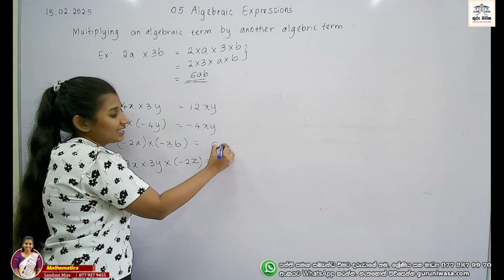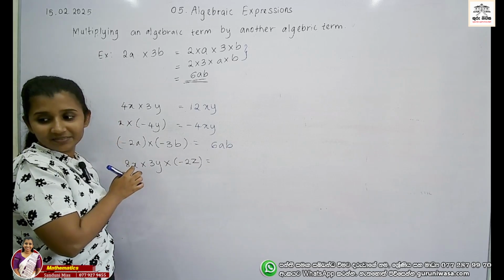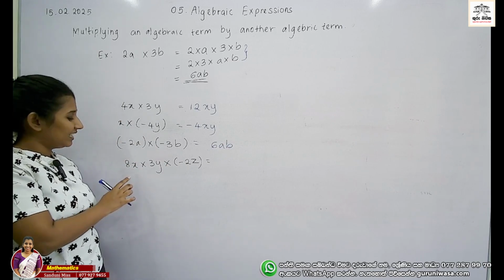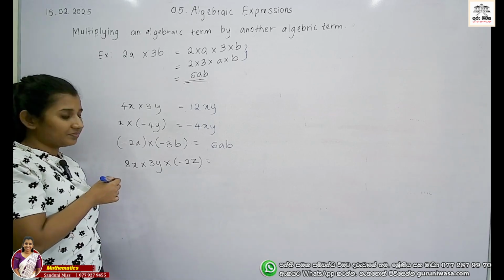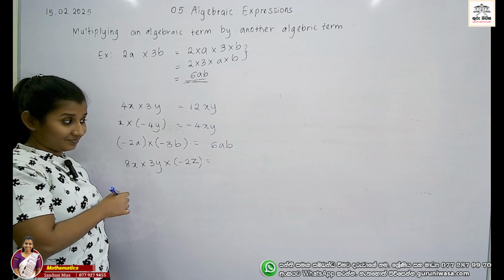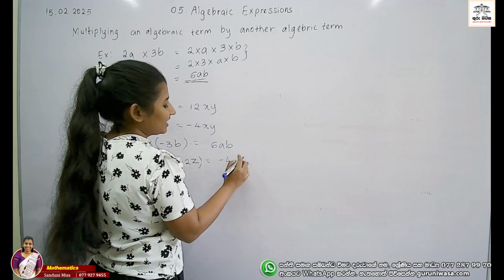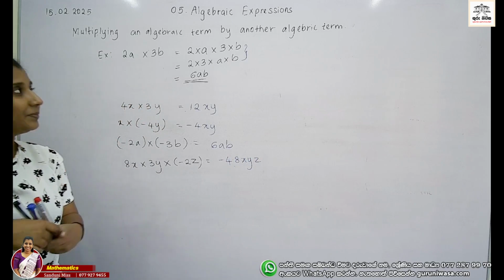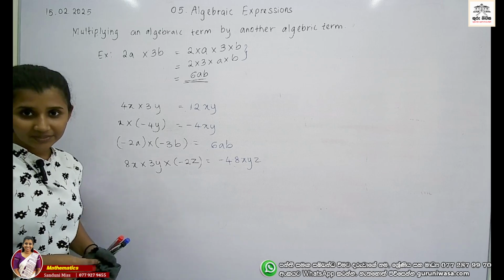Right. So 6ab plus negative 2 into negative 3. Okay. This one. 8x times 3y times minus 2 is how much? Negative 48xy. Very good. So multiplying an algebraic term by another algebraic term is also okay.